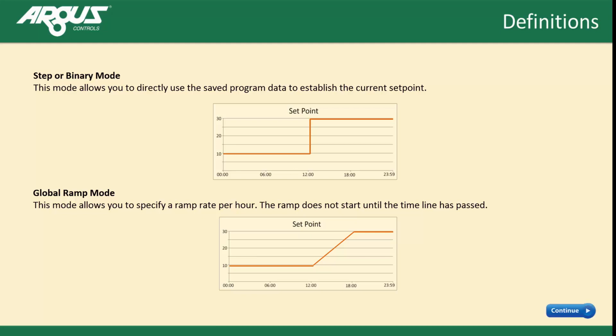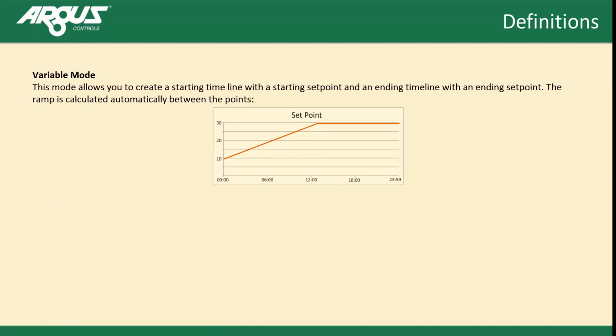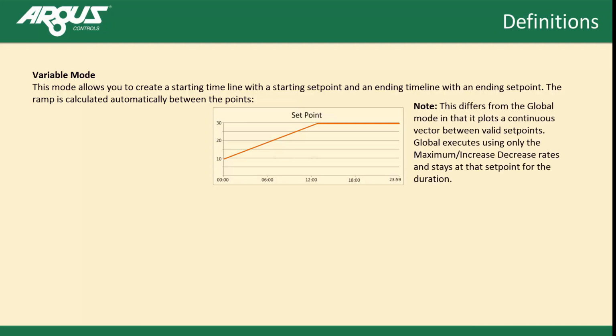The ramp does not start until the timeline has passed. Variable ramp mode allows you to create a starting timeline with a starting set point and an ending timeline with an ending set point. The ramp is calculated automatically between the points. Note that this differs from the global ramp rate in that it plots a continuous vector between valid target set points. Global executes its ramp using only the maximum increase-decrease rates and then remains at the new setpoint value for the duration of the timeline.